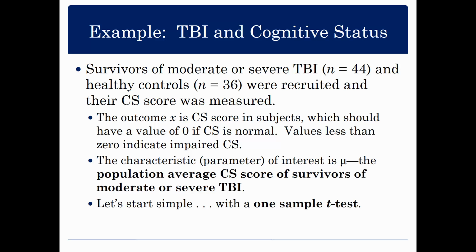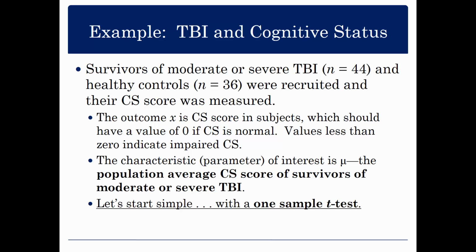And I think most people understand that when you compare two means, you're doing a t-test. Actually, I'm going to start simple. I'm not even going to go to the two-sample t-test. Let's go to the one-sample t-test. So let's do a one-sample t-test first, comparing the TBI sufferers. Is that what I end up doing? This is terrible. I made too many tests. No, we're going to compare the healthy controls. No, the moderate or severe TBI, against what we think is normal, which is a value of zero.